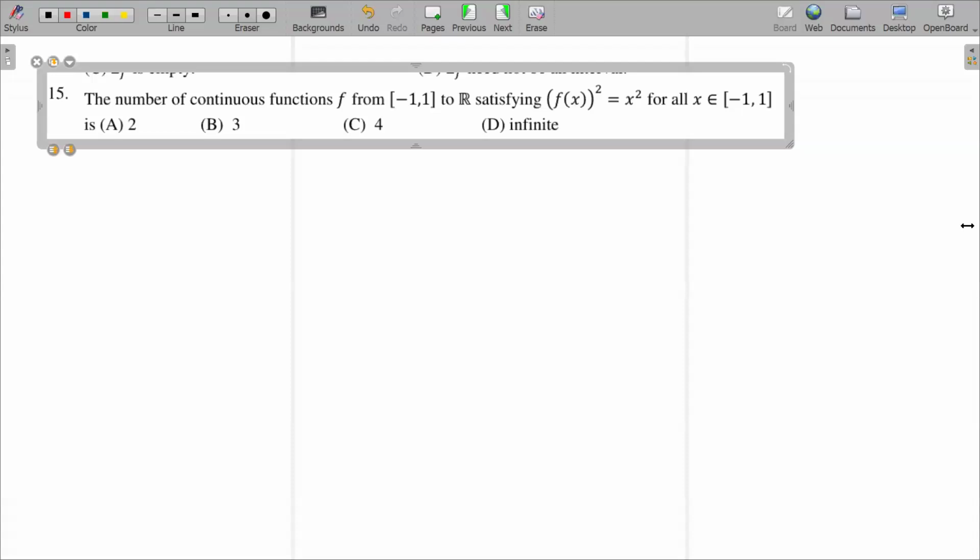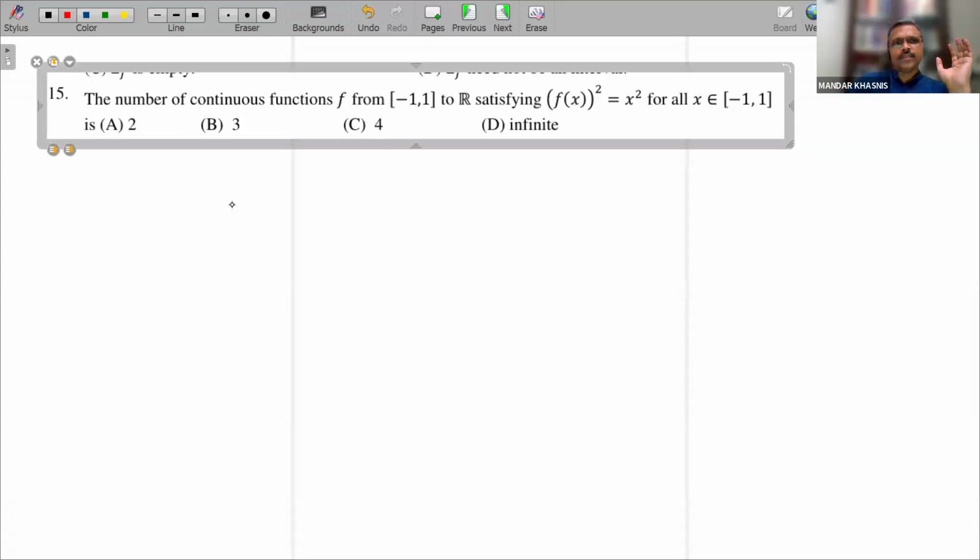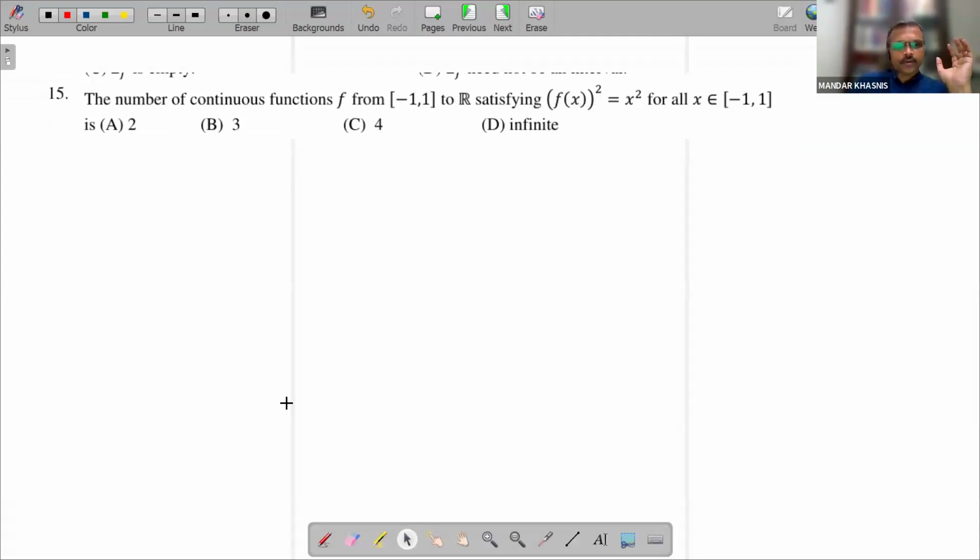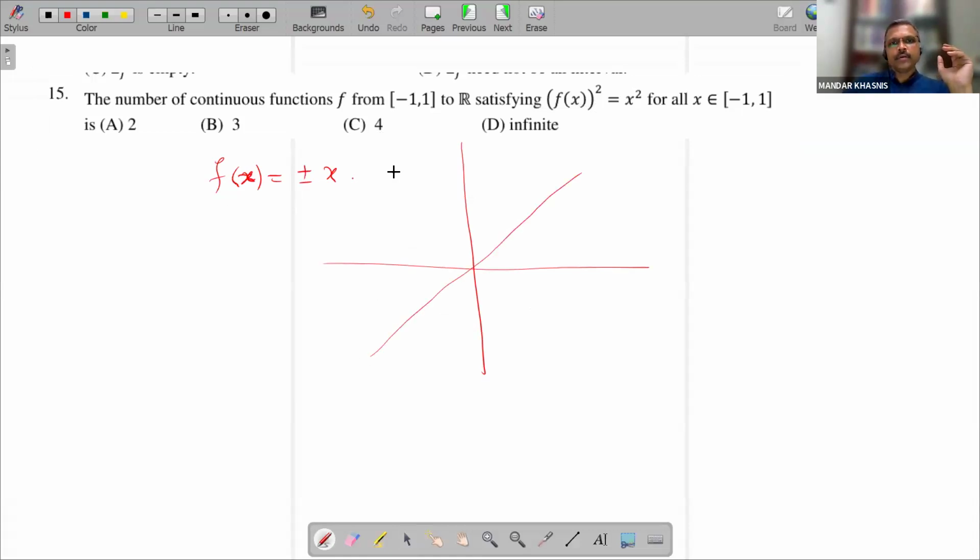f(x) is equal to x minus mod x... Correct. Very good. She has finished the solution. See, there are 4 functions. Interestingly, when I say f(x) squared is x squared, that means f(x) is something like plus or minus x. So either f(x) equals x or f(x) equals minus x. These are 2 different functions that you will be getting.